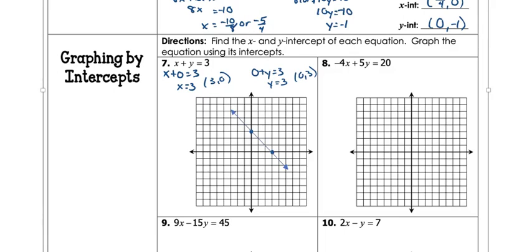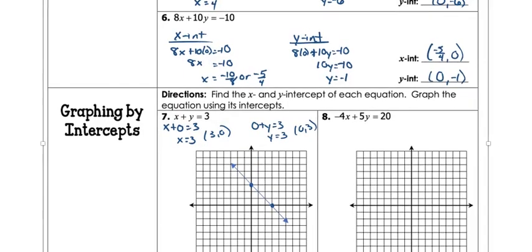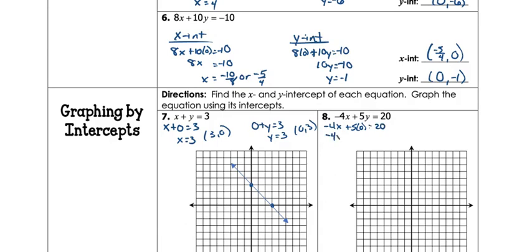Okay. Number 4, same thing. We're going to find the x-intercept, we're going to find the y-intercept, and then we're going to put them on the x and the y axes. We're just going to draw a line straight through them. So if I want to know the x-intercept, I put 0 in for y. So that would be negative 4x plus 5 times 0 equals 20. So negative 4x equals 20. Let's divide both sides by negative 4. So x would equal negative 5. That would make my x-intercept negative 5, 0. Okay, I can go ahead and put that on here. Negative 5, 0. 1, 2, 3, 4, 5.